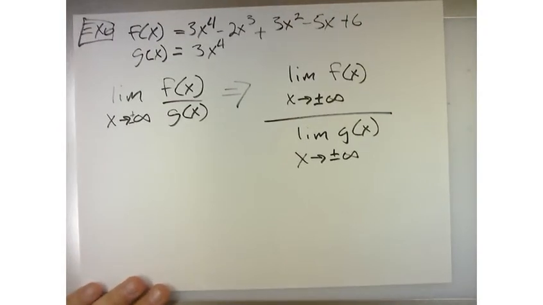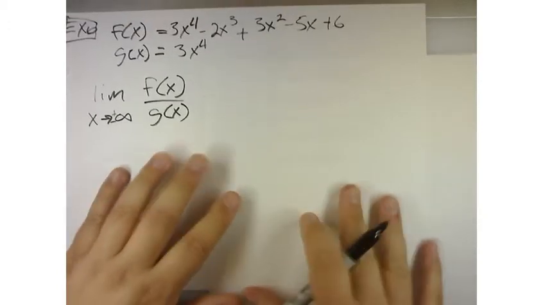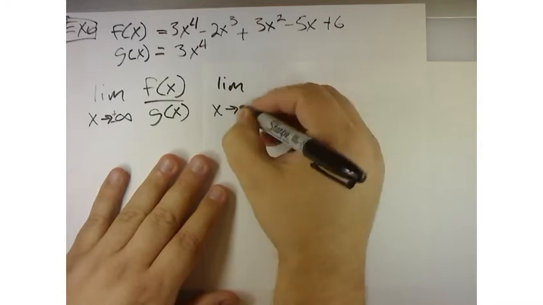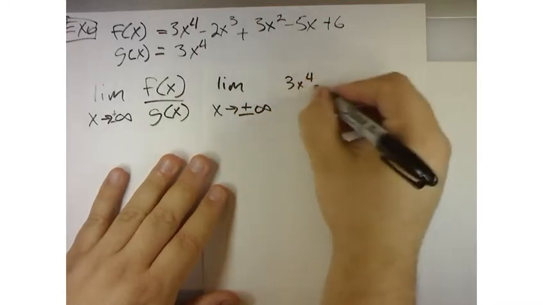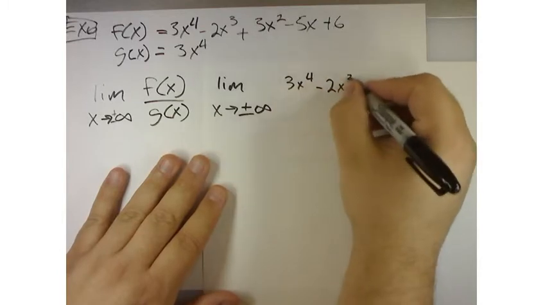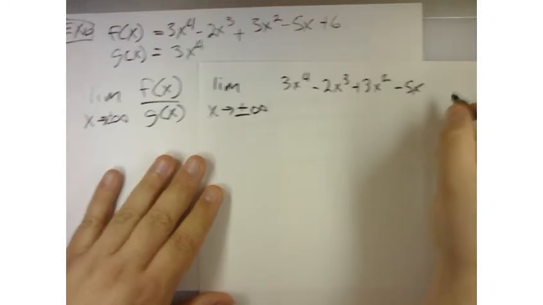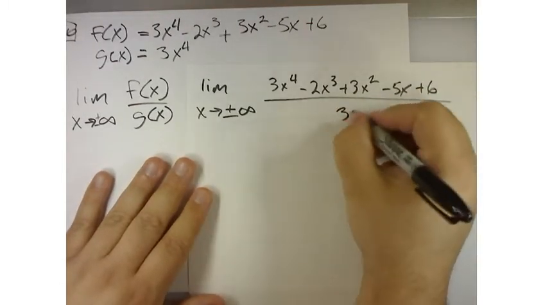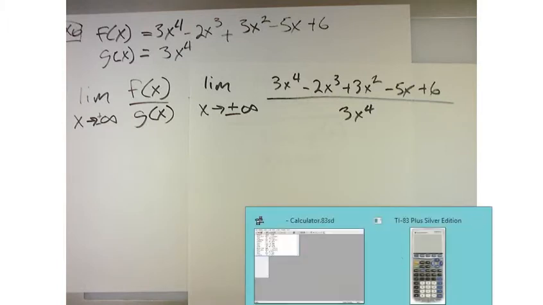The first way is to write everything out and then take the limit. So what I'm going to do is say the limit as x approaches positive and negative infinity of 3x to the fourth minus 2x cubed plus 3x squared minus 5x plus 6, all over 3x to the fourth. Okay, I'm going to do this graphically. I'm just going to plug it in the calculator and see what it looks like.